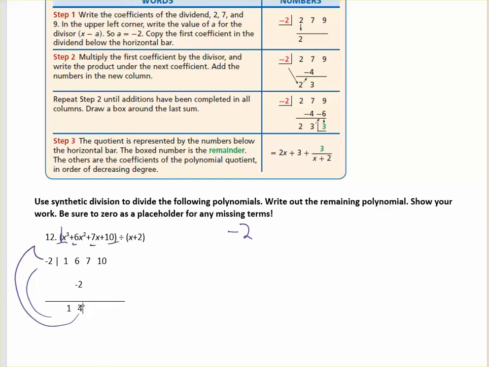Whoops, I went too far. 4 times negative 2 is negative 8. That's going to go under the 7, negative 8. 7 plus negative 8 is negative 1, and that will go next, right underneath that.